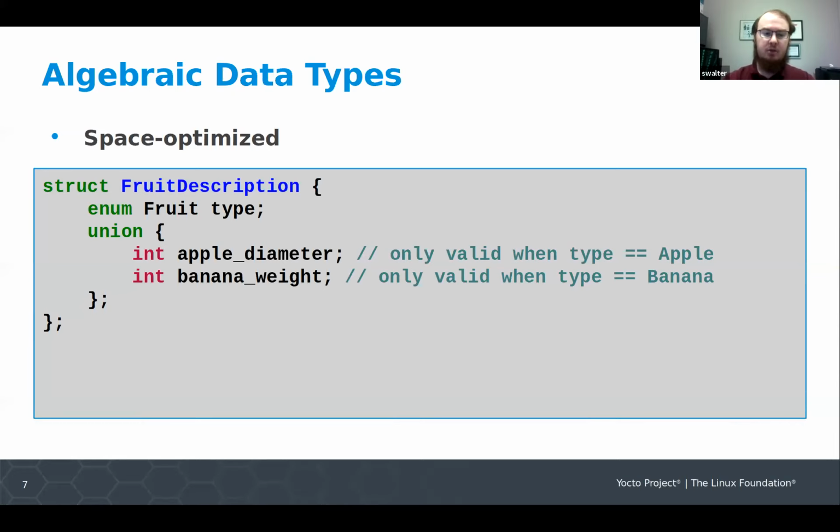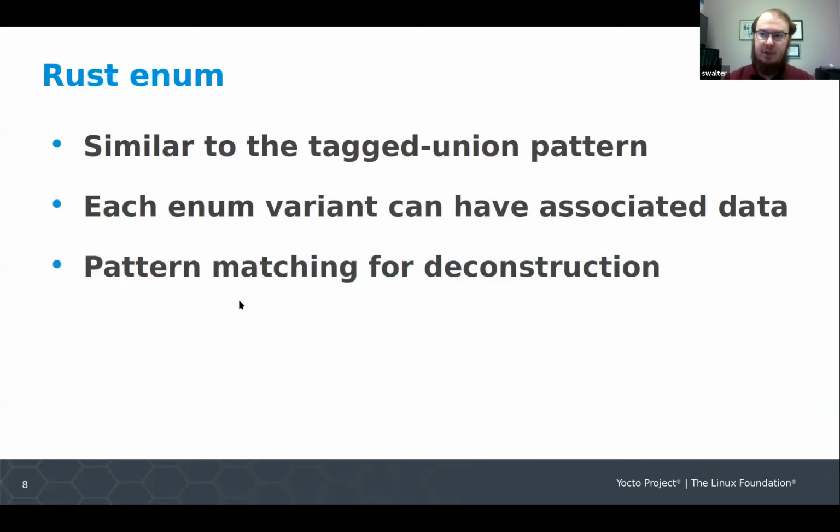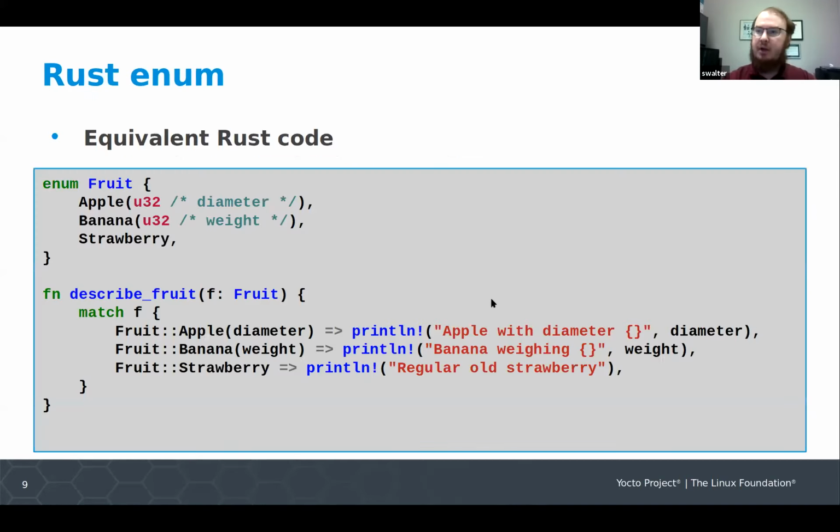So Rust kind of takes this concept, the tagged union concept, and formalizes it into the enum type that's built into the language. So in addition to just having a list of options with an enum, each enum variant can also have associated data. And then the way you get access to that associated data is deconstructing a type through pattern matching. And we'll see an example of that here in a second. But the nice thing about that is it means the compiler won't let you access the associated data that is for the incorrect variant. So going back to our apple, banana, strawberry example, this is kind of how that would look in idiomatic Rust code.